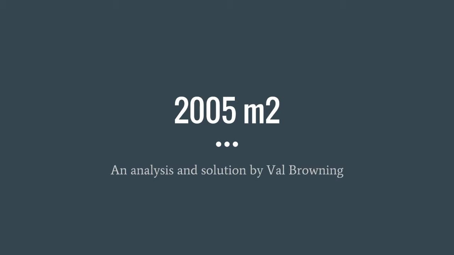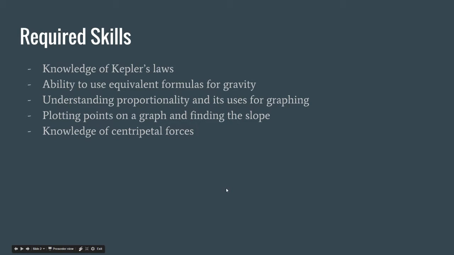This is the AP Physics C Mechanics second free response question from 2005. This question deals with Kepler's three laws of planetary motion, the ability to use equivalent formulas for gravity, understanding proportionality between variables and using them to solve graphing questions, plotting points on a graph and finding the slope, and knowledge of centripetal forces. This is just for this problem. These are not the required skills for the AP exam in general. This is just for this free response question in particular.